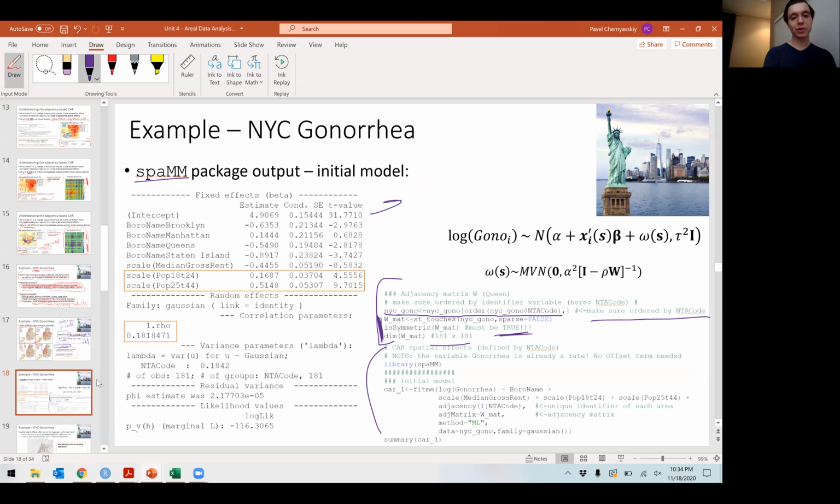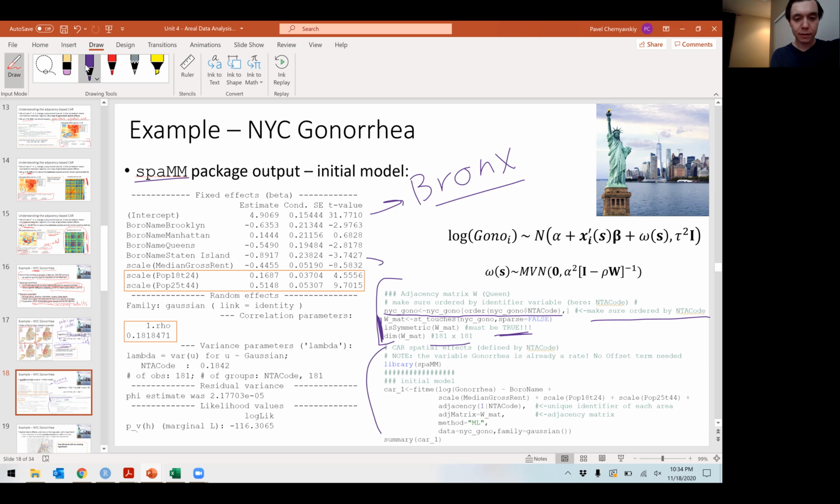So the reference group is the Bronx. R takes the first level alphabetically to be the reference group. So it looks like Brooklyn has a lower gonorrhea rate than the Bronx. Manhattan has not significantly different gonorrhea rate than the Bronx, and Queens and Staten Island are both lower in terms of their gonorrhea. Good for them.